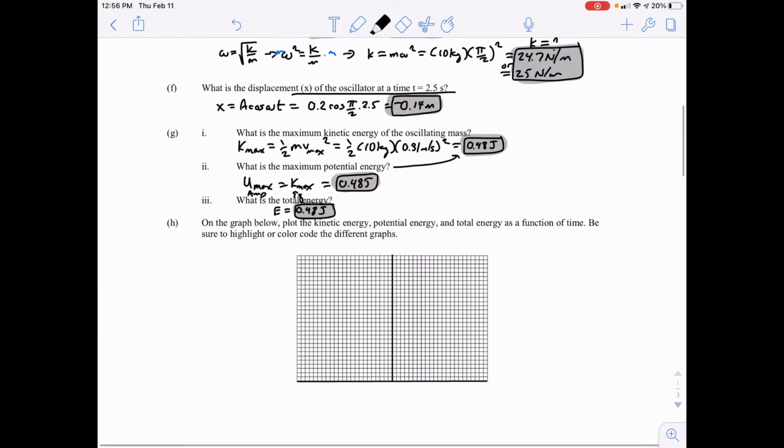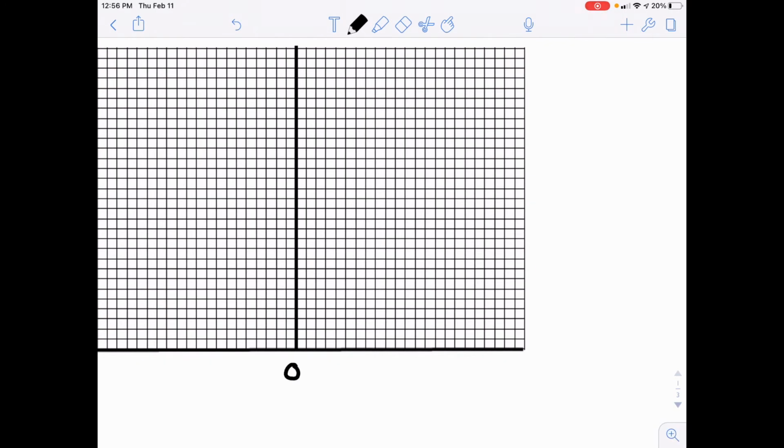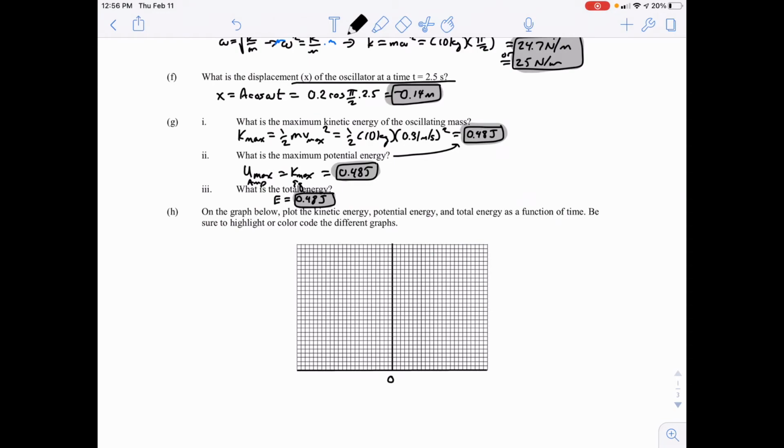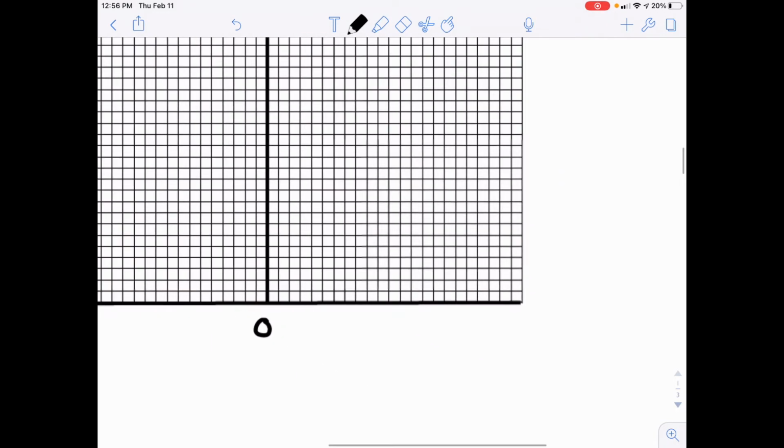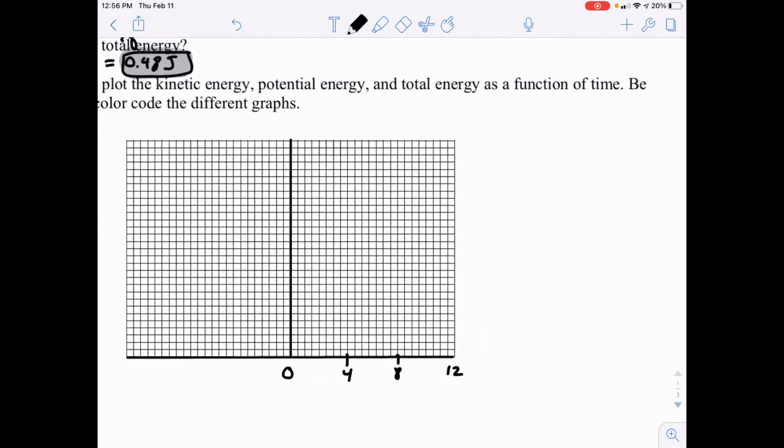Okay, and so let's take a look at what this might resemble if we were to plot kinetic, potential, and total energy as a function of time. I'm not going to worry about this half of the graph because time can't be negative. So we're going to start off at 0 right here, and remember, ladies and gentlemen, the graph repeats every 4 seconds. So I'm going to count 1, 2, 3, 4, 5, 6, 7, 8. I'm going to call that 4. Again 8 squares, I'm going to call that 8. Again 8 squares, that'd be 12. So I can repeat the graphs a total of 3 times.